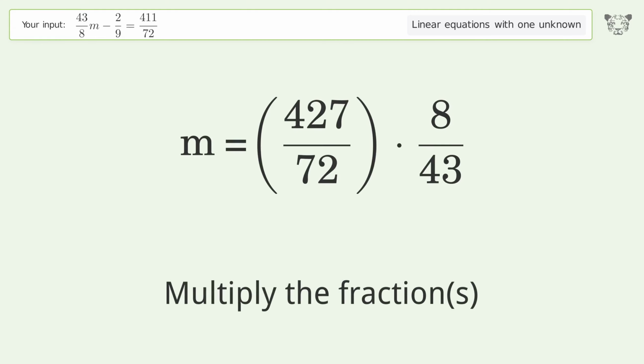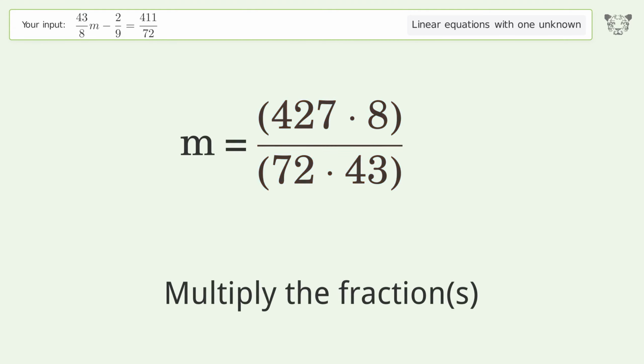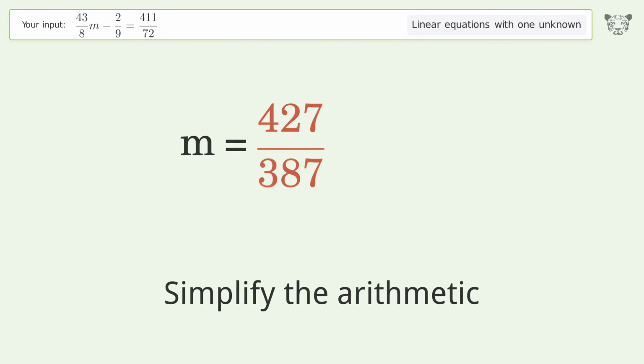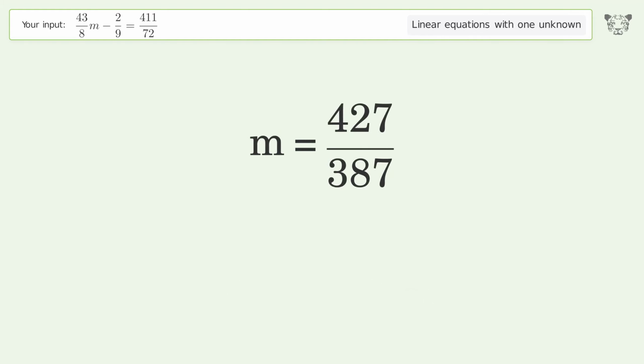Multiply the fractions. Simplify the arithmetic. And so the final result is m equals 427 over 387.